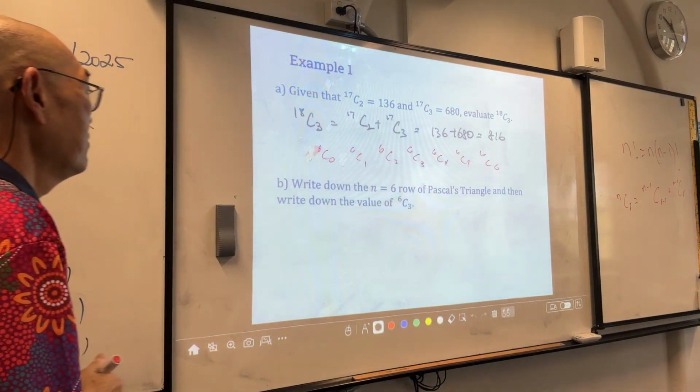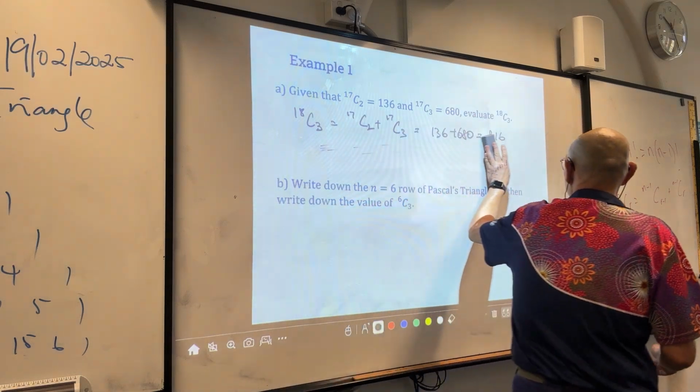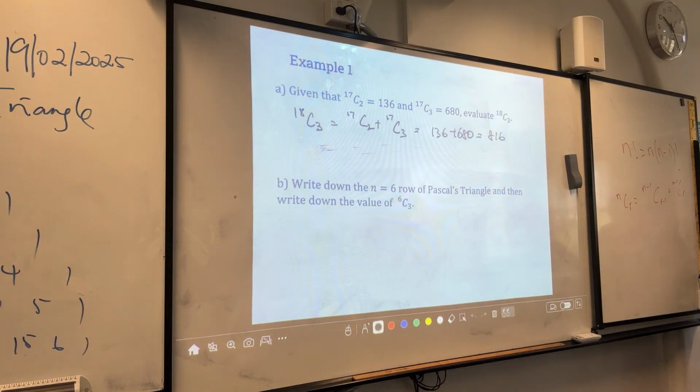Yeah, you can do it that way. Or, like I say, once you know the Pascal's triangle, you can just write it out straight away, up to the sixth row. It's up to you.